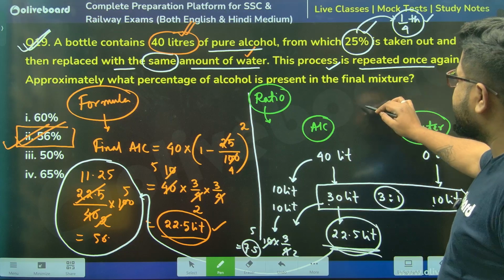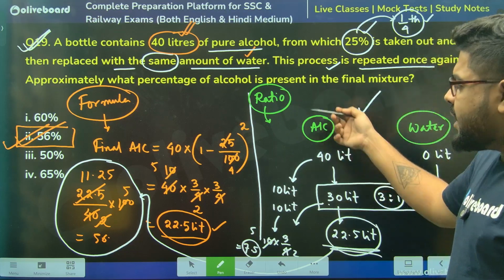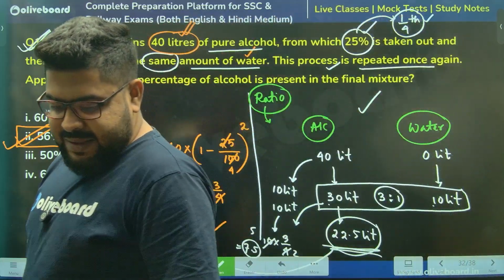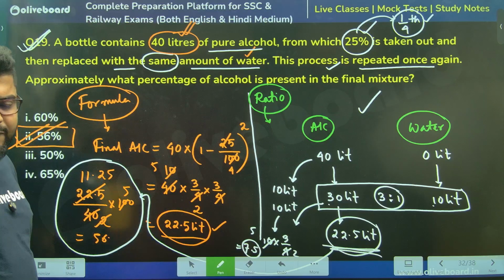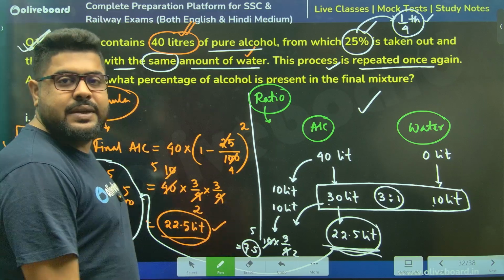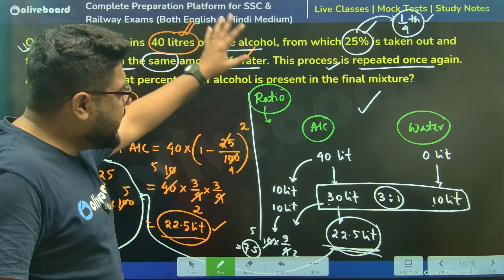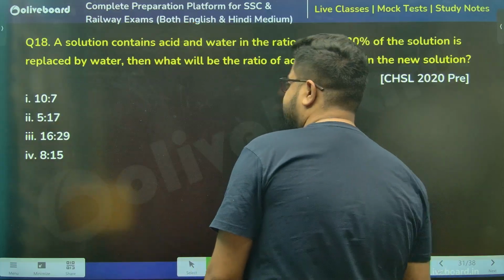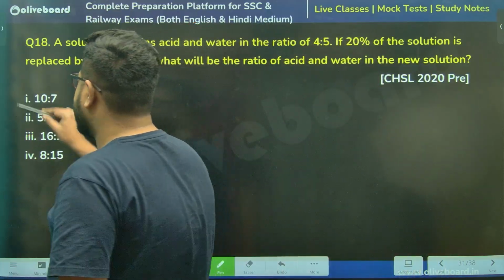If you want to go like this, please do. If you want to go the other way, you are also free to do that. Perfect, everyone? Done. So this was how to deal with a question on multiple replacements. What about single ones?